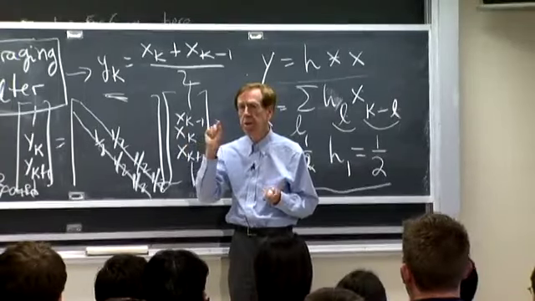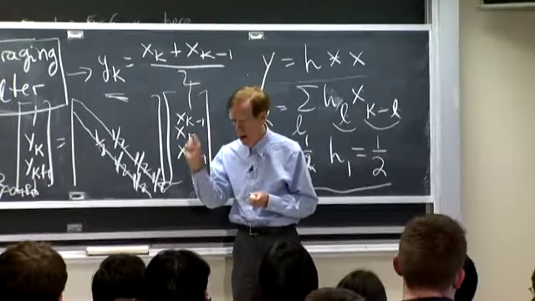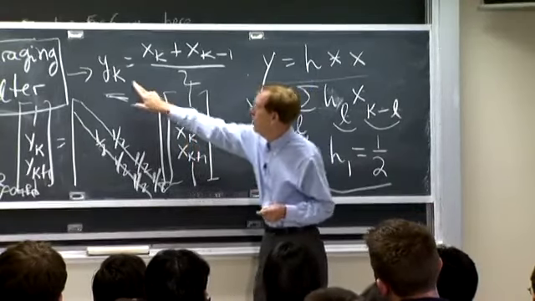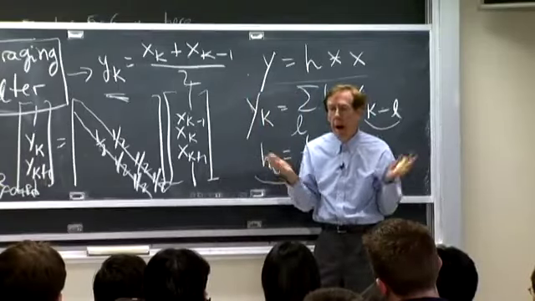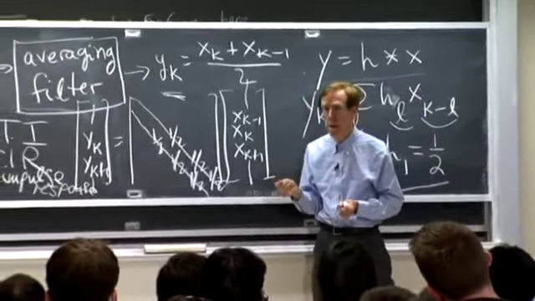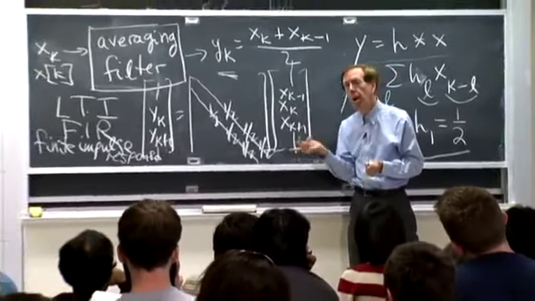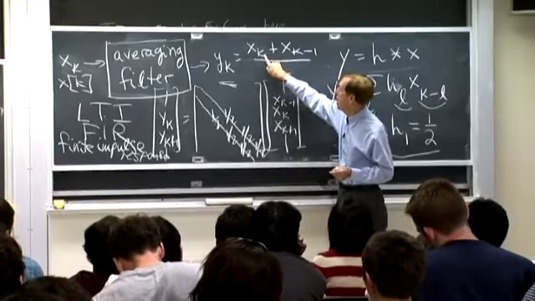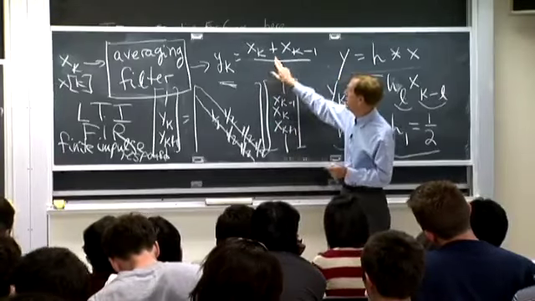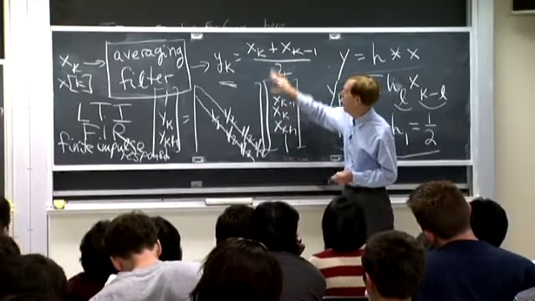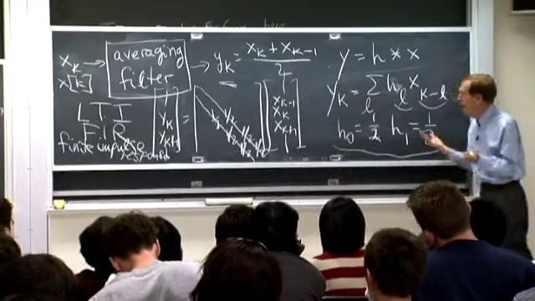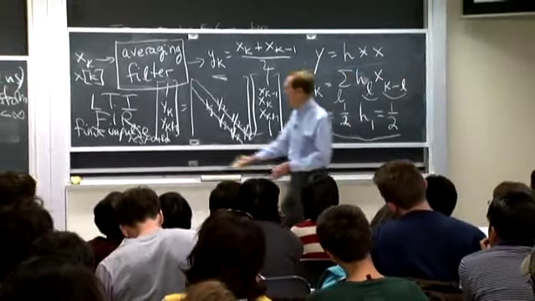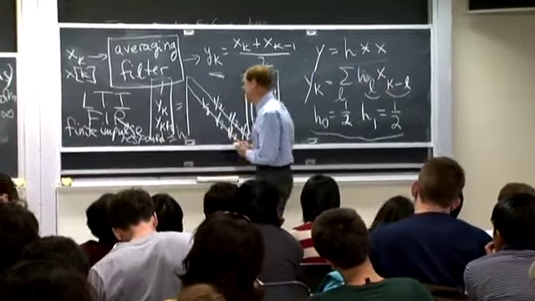If the input has just a single x and it's 1, so x0 is 1, then y0 will be a half. And what will be y1? Also a half, right? Because y1 will take x1, that's already dropped back to 0, plus x0, that's the bell, so it'll be 1/2. In other words, the output is this. No big deal. The impulse response is exactly h.